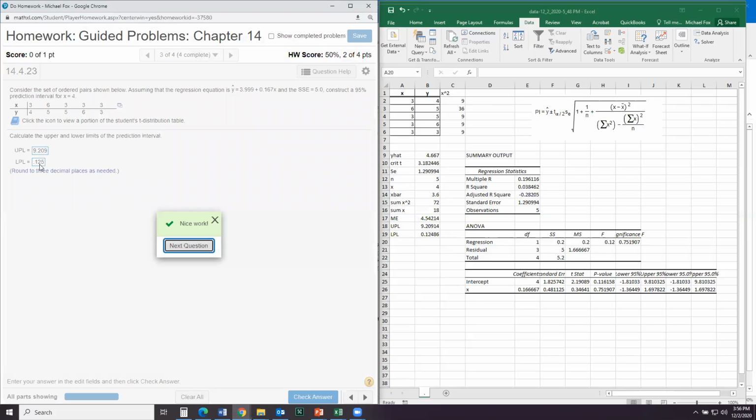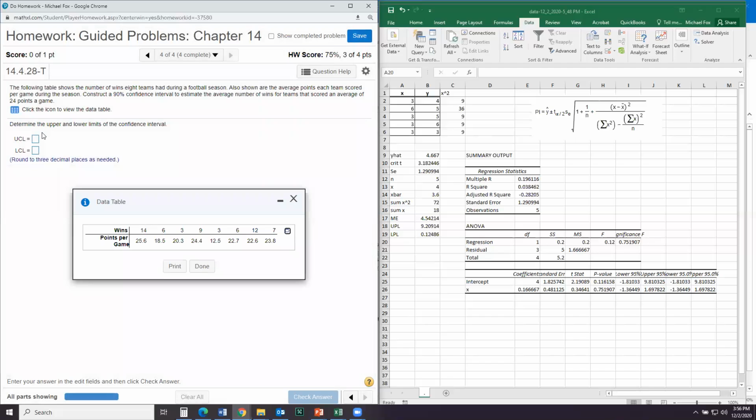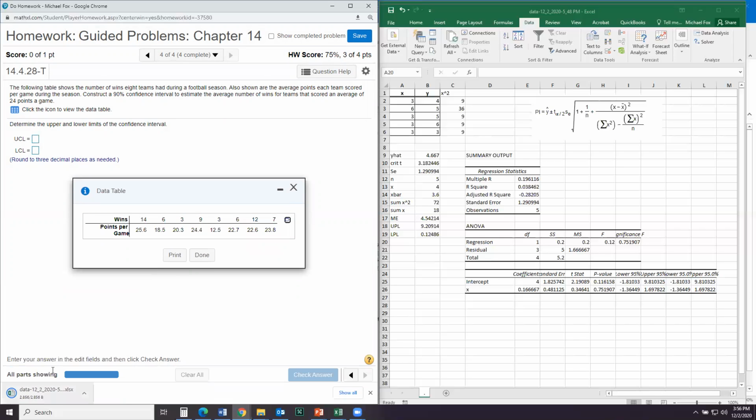Okay, all right. So the next one is similar. Instead of a prediction interval, or prediction limits, we're going to do confidence limits, which actually have less error. It's the same formula, except it won't have this 1 in here. Okay, so again, this one is about if a team scores a certain number of points, how likely are they, or how many games do we think they'll win if they average a certain number of points. Let's see. So let me open it in Excel.